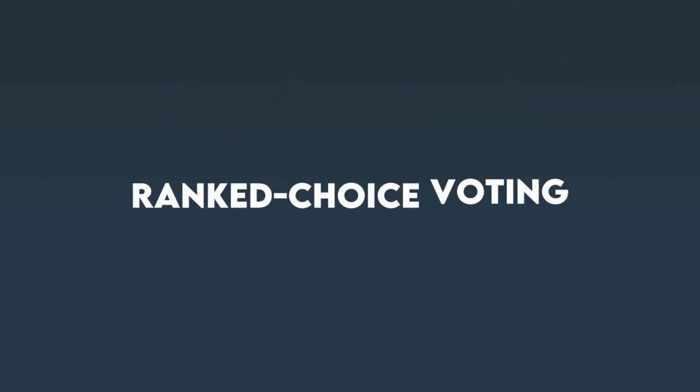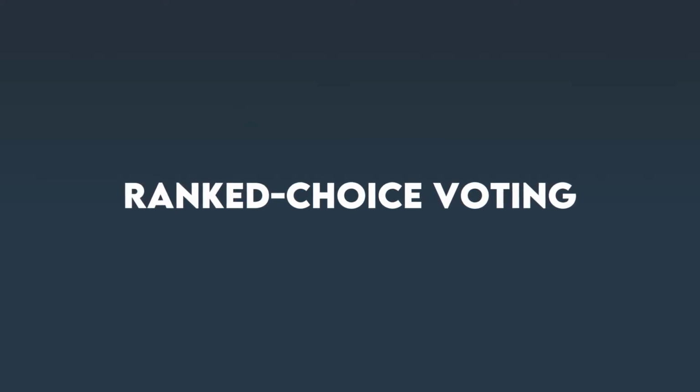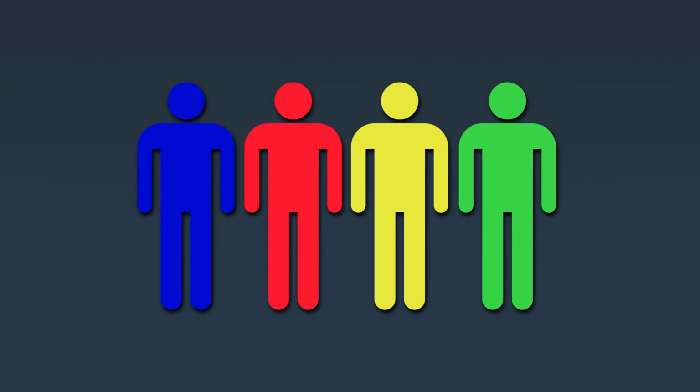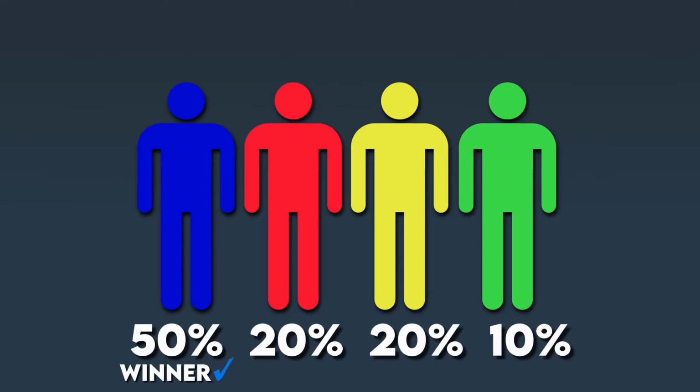Ranked choice voting keeps this from happening by having people rank their candidates from their first pick to last pick. If a candidate reaches at least 50% of the vote, that candidate is declared the winner by default and nothing else happens. However, if no candidate reaches at least 50% of the vote and your first pick does not win, then your vote is transferred to your second pick.